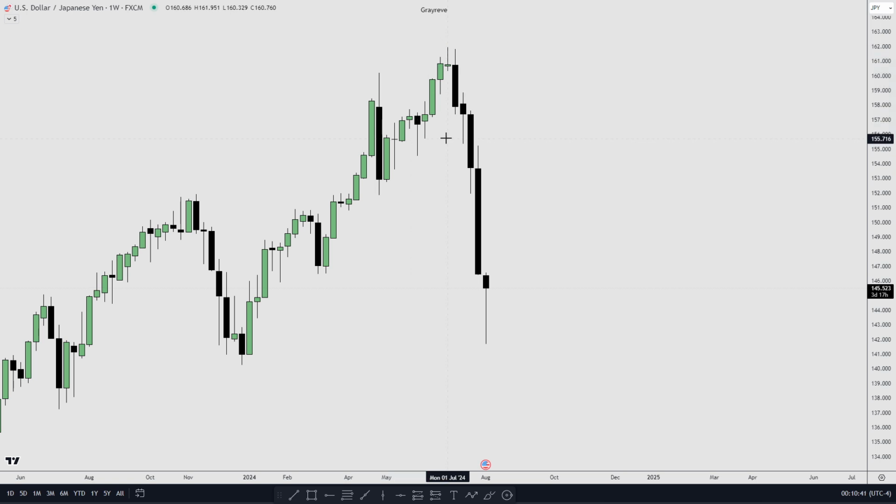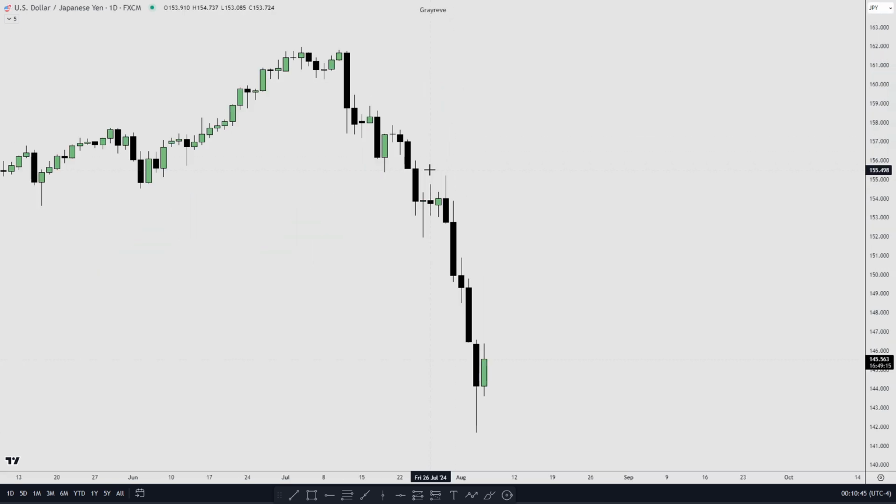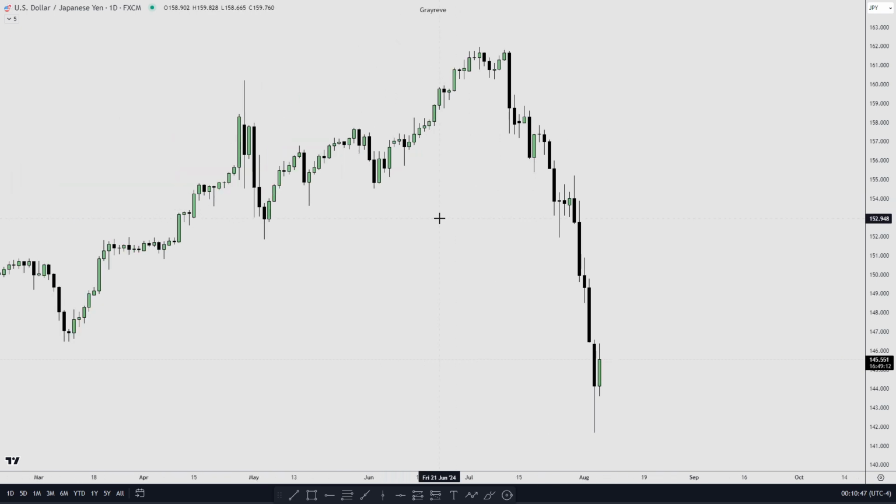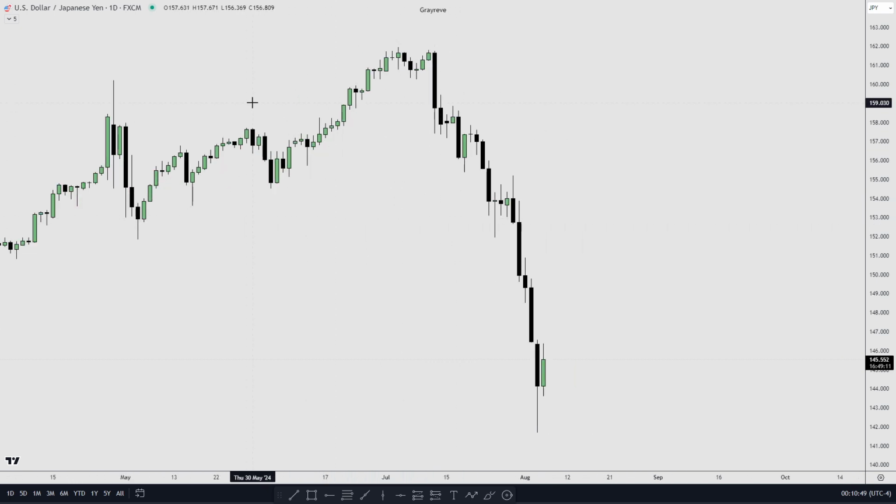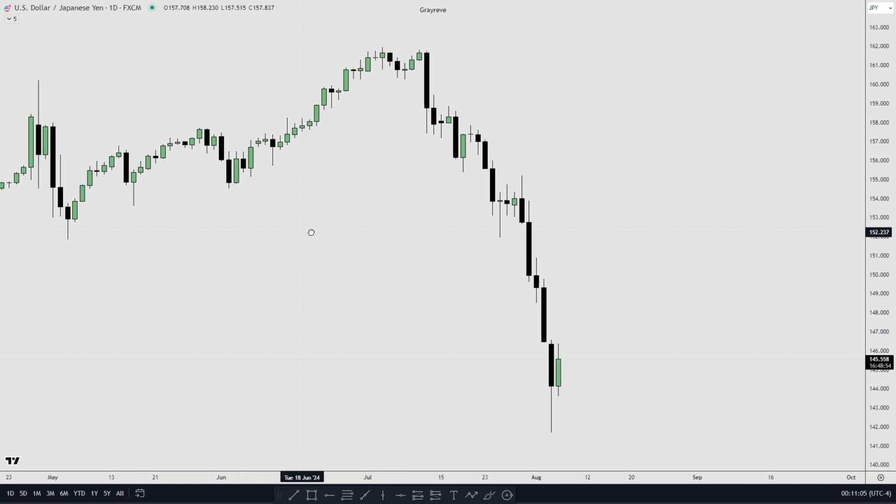Okay, so I'm not going to go down into the lower time frames like hourly, but you can see from the daily: high, low, higher high, lower low, closing below the low that made the high. Can you see?